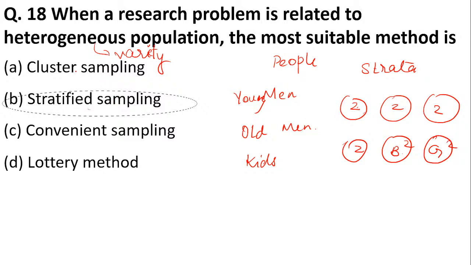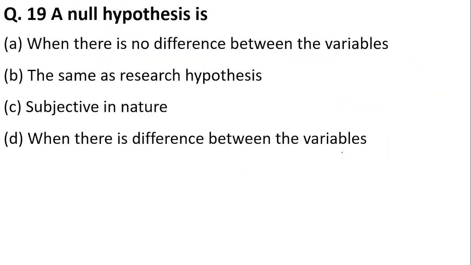Remember, students, don't confuse it with cluster sampling. In cluster sampling, you divide the population into clusters, and then you pick up any one cluster. But in stratified sampling, from the subgroups also you pick up samples or you pick up people. So this way stratified sampling is the answer.